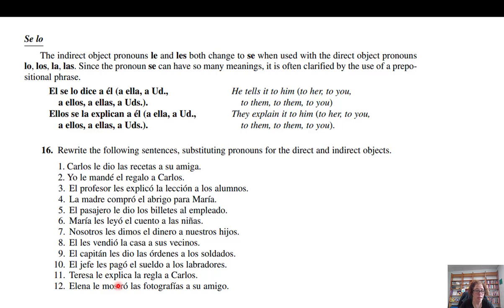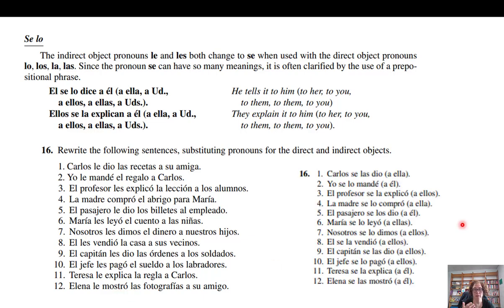Se la explica. The rule. Y se las mostró. Okay. As I said, feel free to stop the video and do them on your own, and then double check them here and bring your questions to class.